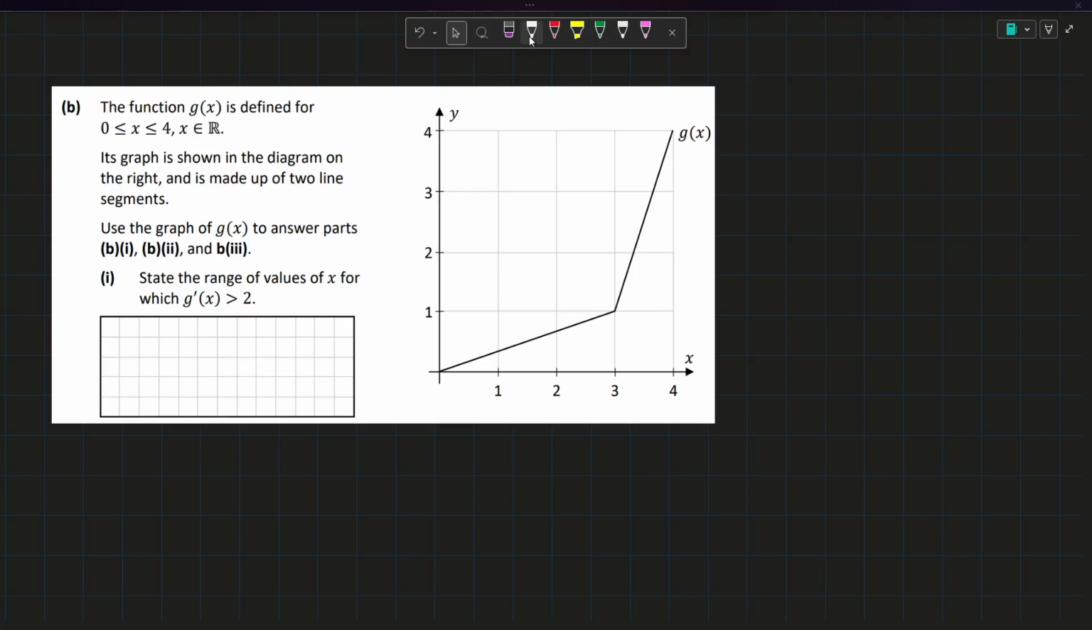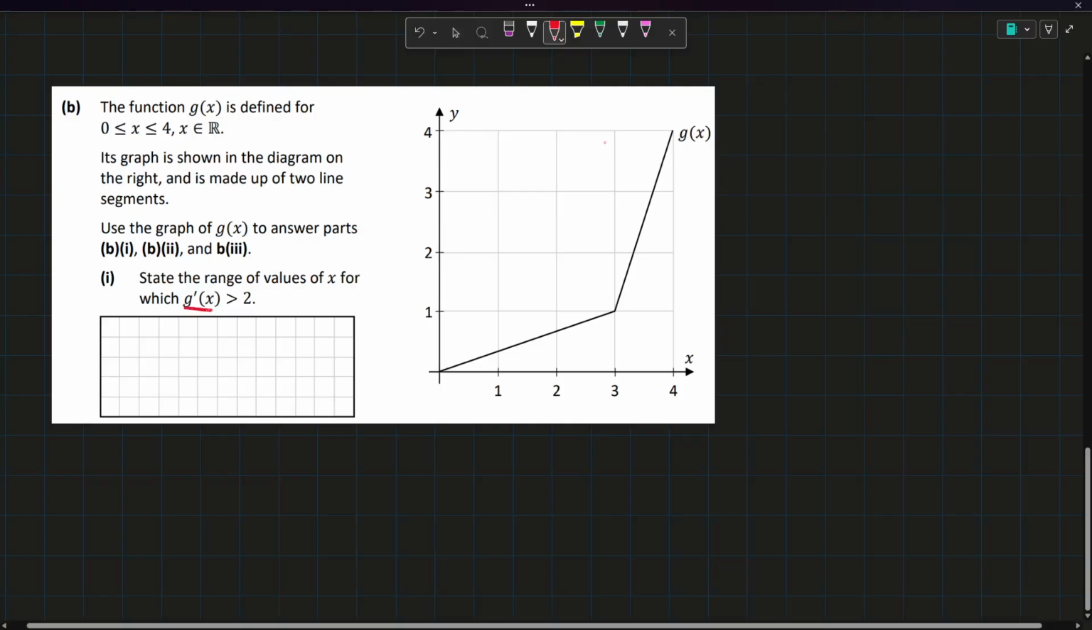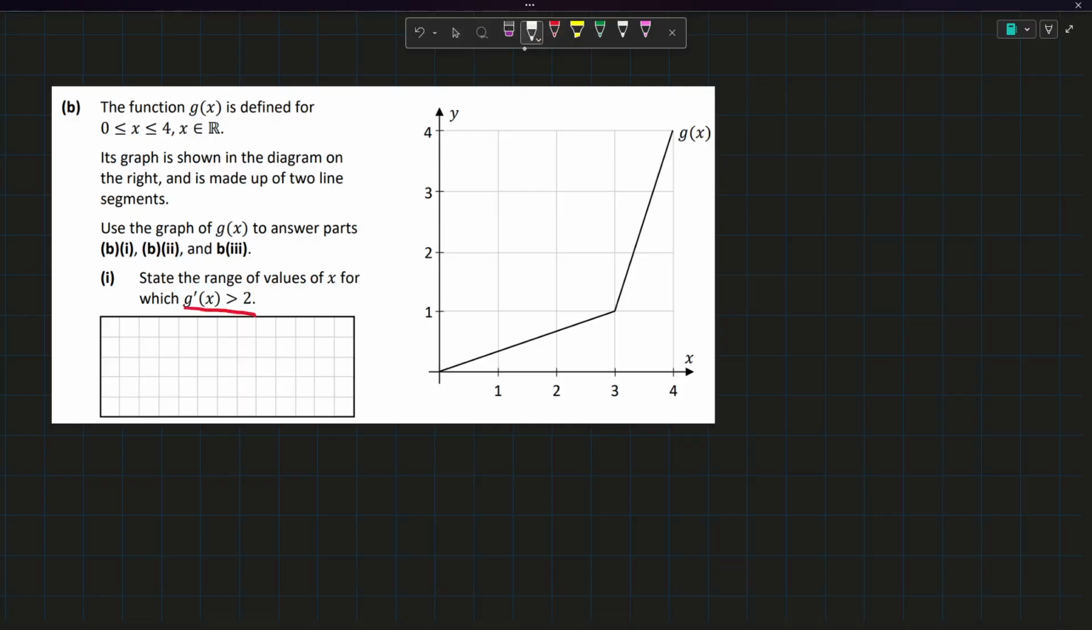In part B then, they test your conceptual understanding, I suppose. So they give you this graph and they ask, when is g prime of x greater than 2? So remember that g prime of x just means the slope. So basically what they're asking is, when is the slope bigger than 2? Well, we can see there's two portions to this. We have this red line here, and we have this green line as well.